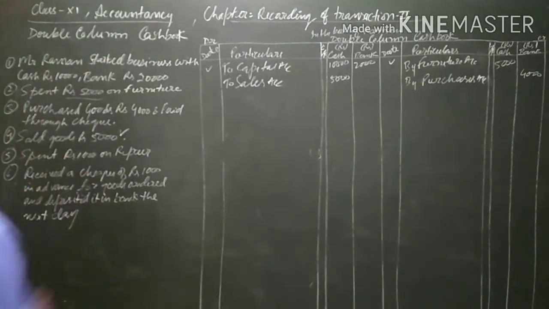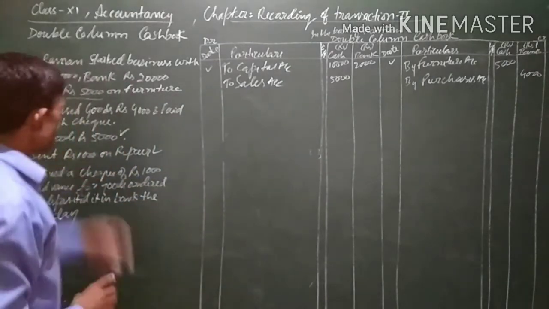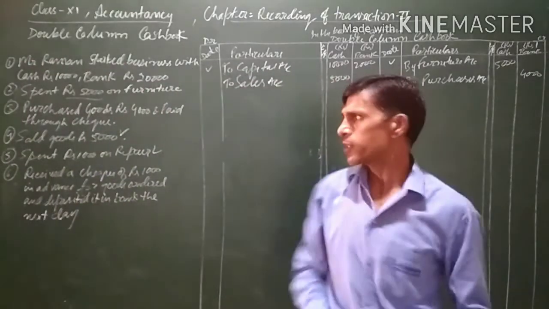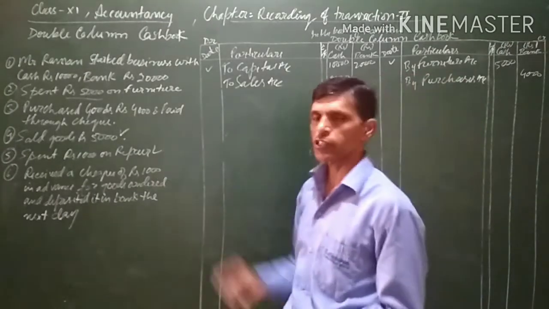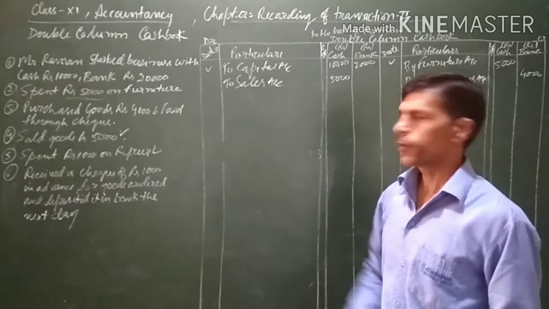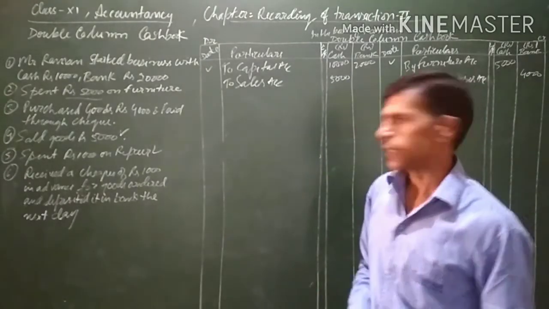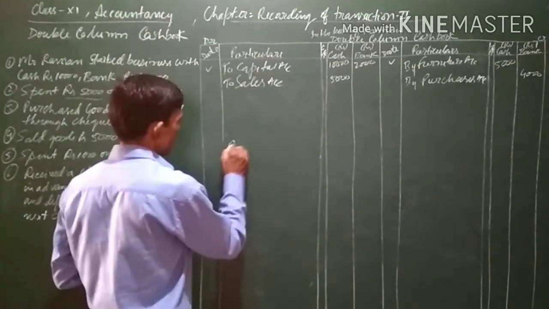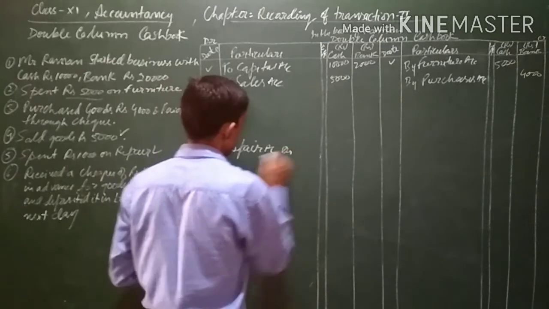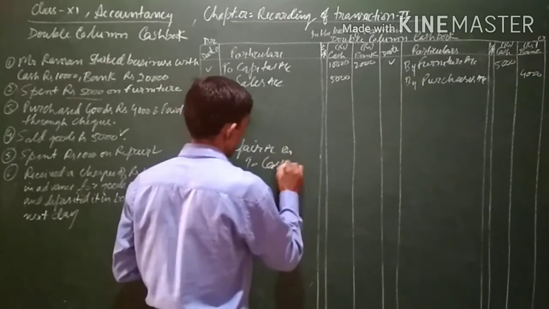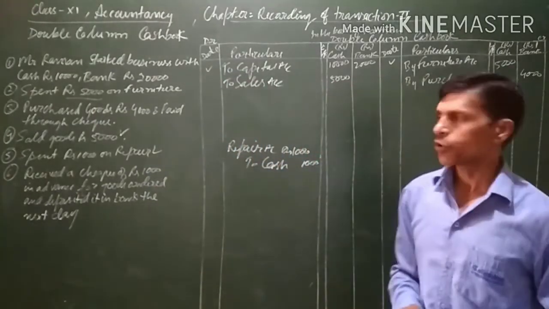Fifth transaction. Spent ₹1,000 on repair. 1,000 has been spent on account of repair, which means 1,000 cash will be going out of the business. Again, nothing is mentioned regarding cash or check, so we will be assuming that this payment has been made through cash. So the entry will be, since repair is an expense, repair account debit to cash, 1,000.